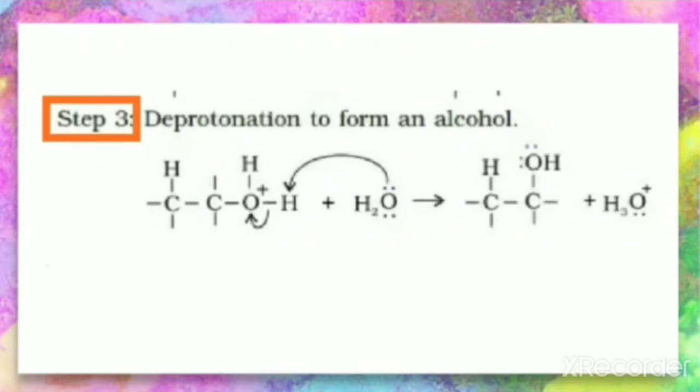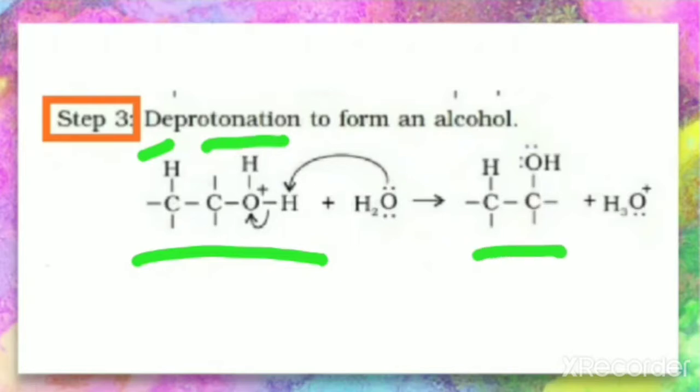Then there is a deprotonation to form alcohol. Deprotonation means there is a removal of H positive. So this H positive gets removed, and it results in the formation of alcohol. De means removal. Protonation means addition of a proton. So here there is one extra proton, and when it gets removed, it is called deprotonation to form alcohol.